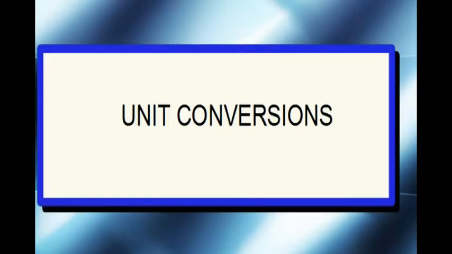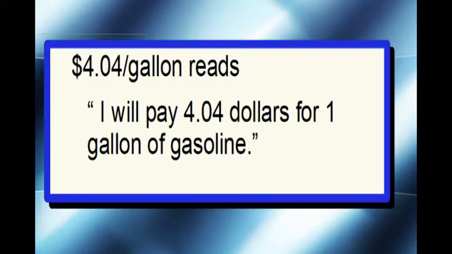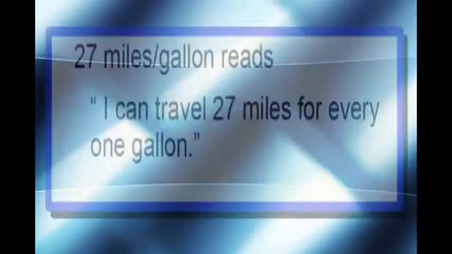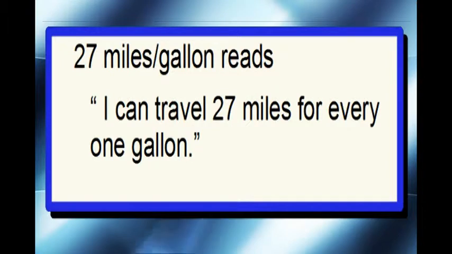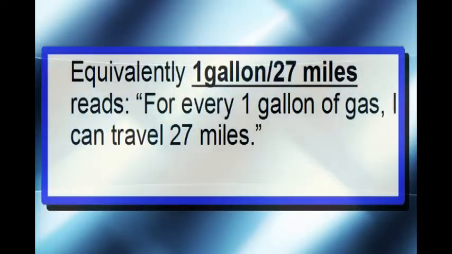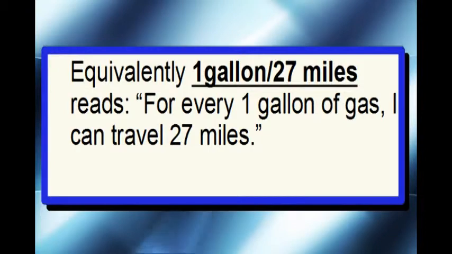This particular problem is testing a skill called unit conversions. In math and science, we can view rates as proportions. The statement, $4.04 per gallon, reads, $4.04 for 1 gallon of gasoline. One of the tricks with rates and ratios is that you can flip them to match units. So the statement, 27 miles per gallon, reads, I can travel 27 miles for every 1 gallon of gasoline. I can also flip this and say the equivalent of, for every 1 gallon of gasoline, I can travel 27 miles.